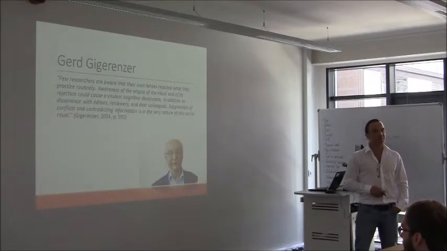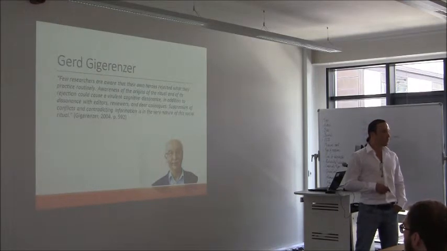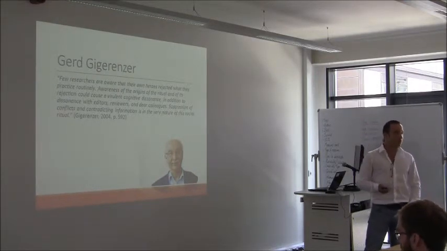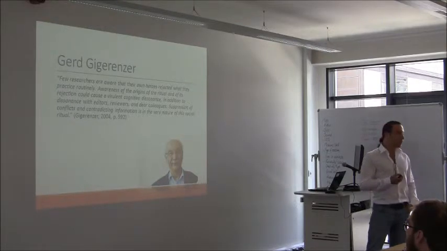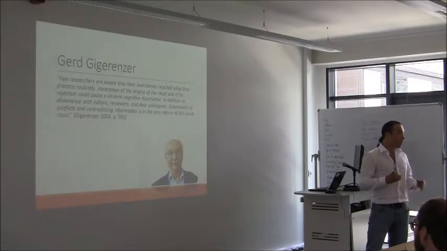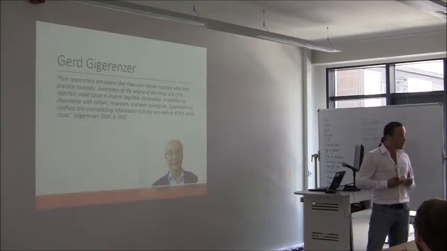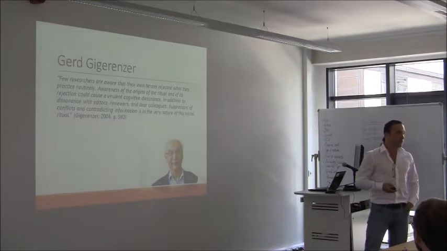Gerd Gigerenzer puts it very nicely, from the Max Planck Institute in Berlin. This is the last quote I will read to you, but it's really informative. Few researchers are aware that their own heroes rejected what they practiced routinely. For example, if you think about Pavlov or Piaget or Köhler, you wouldn't catch them calculating a p-value or anything, or Skinner. They were all opposed to these methods, especially Skinner actually. He opened up his own journal in order to be able to publish his data without reporting significant values.